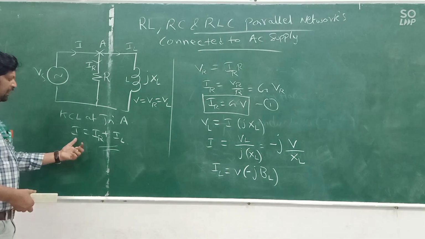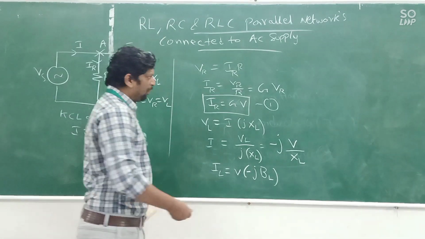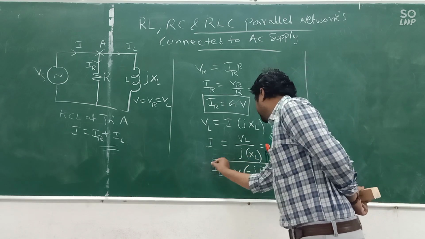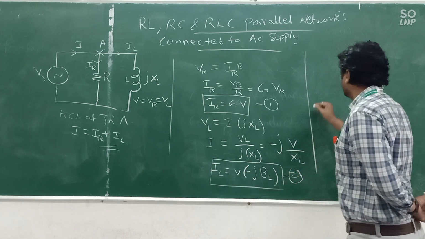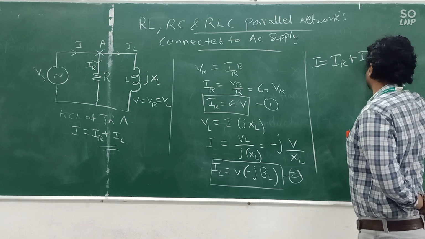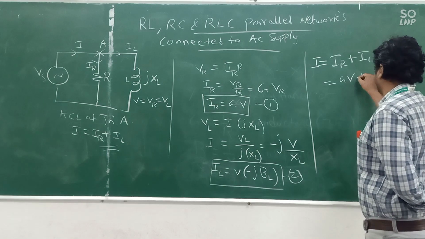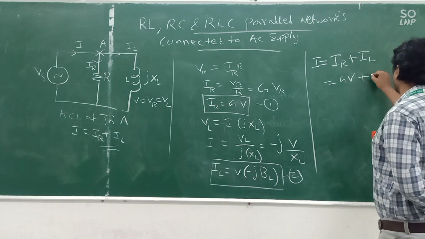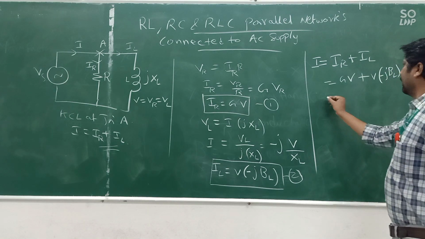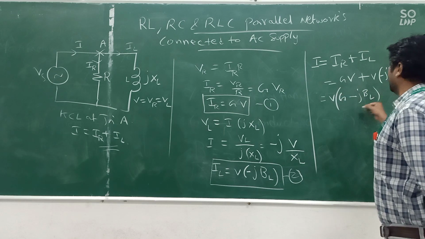So what is our KCL equation? I is equal to IR plus IL. So further I can write it with equations 1 and 2 substituted in our KCL equation. So I is equal to IR plus IL, so I is equal to GV plus V into minus jBL. So if I take V as common, it is V into G minus jBL. So this is that.